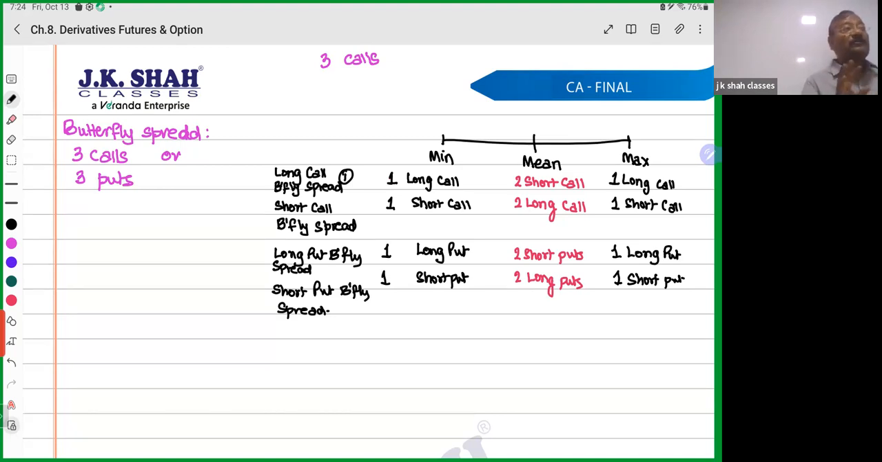नहीं, three calls meaning if you take the strike prices, there'll be a minimum strike price, there'll be a maximum strike price wala call, and there'll be a mean strike price. That means we are basically using three strike prices. Quantity differ kar rahe hain, right? But essentially we are using three calls. What we are changing is the quantity.